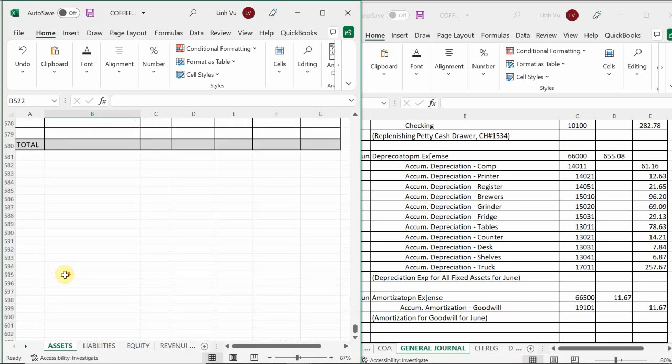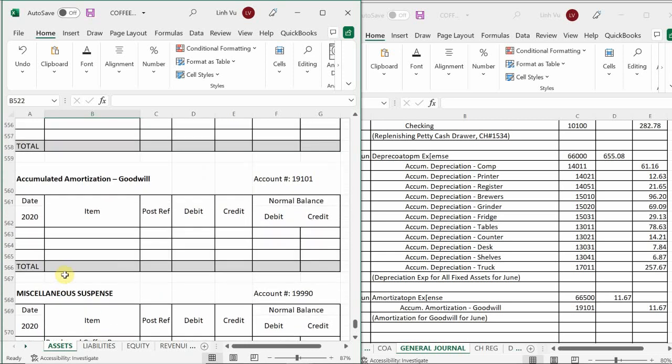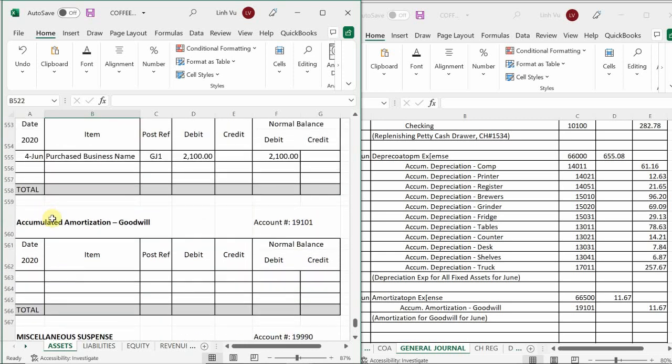Okay. And of course, we can't forget our accumulated amortization for goodwill. So at the very bottom here, accumulated amortization goodwill, which is an adjustment entry for a total of $11.67 credit. Okay. All right.